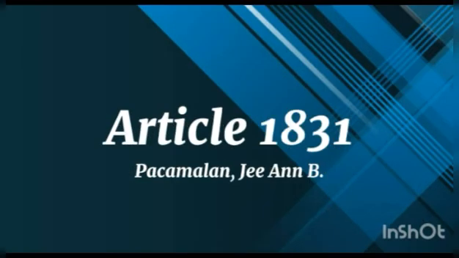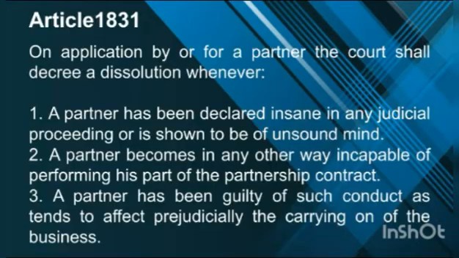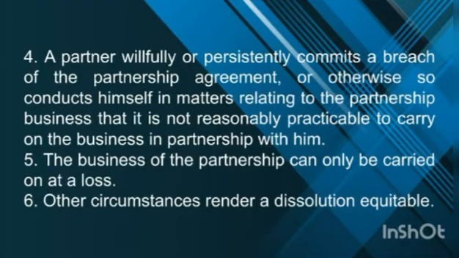Article 1831. This article speaks of the grounds for dissolution by decree of court. In a suit for dissolution, proof as to the existence of the firm must be given. This Article 1831 needs the decision of the court to dissolve the partnership in the end. So who may sue for dissolution? A partner for any of the 6 instances given in the first paragraph.